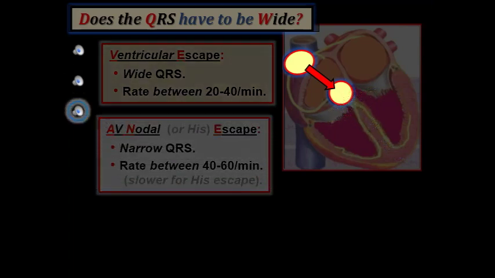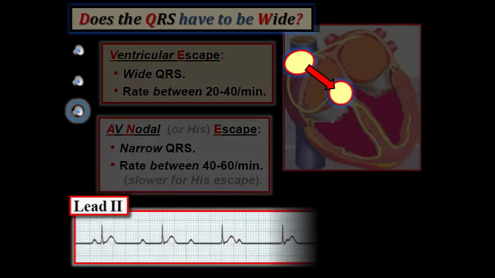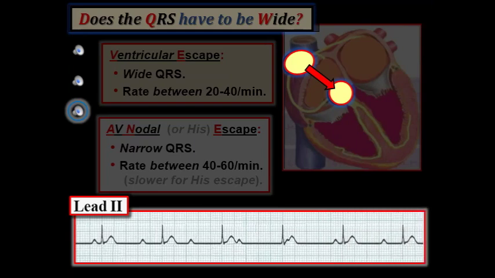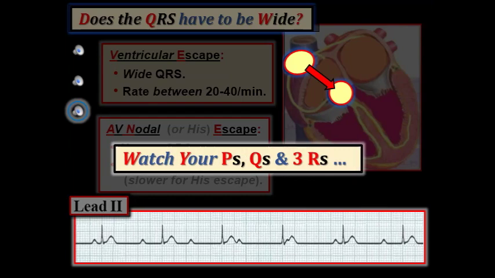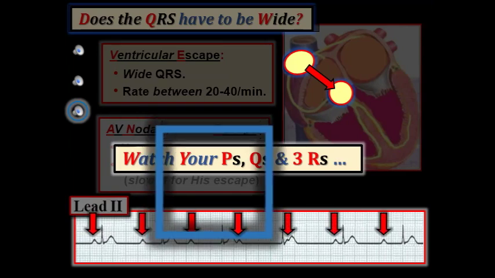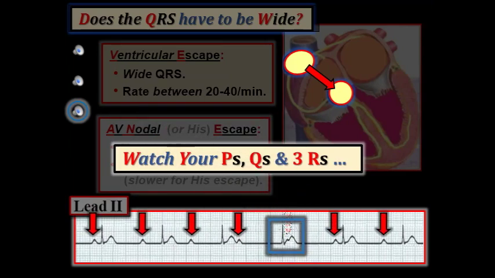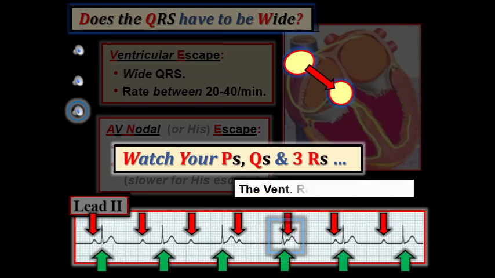So what is happening here as we look at this long lead 2 rhythm strip? As always, we assess the rhythm by the P's, Q's, and 3R approach. So we see there are regular P waves. The QRS complex is narrow, and the ventricular rhythm is regular at a rate of approximately 60 per minute. But there is no relationship between P waves and their neighboring QRS complex.